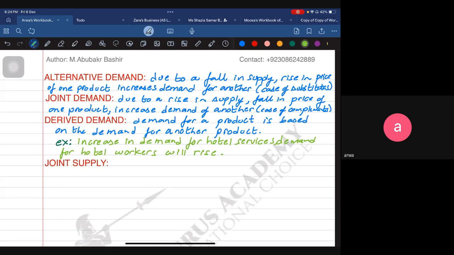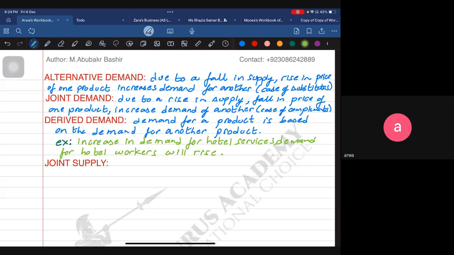Now the joint supply. What is the joint supply? Joint supply is when producers are producing this one product. For example, I read somewhere that if they're producing wheat, they can use wheat to produce two other products in the future.